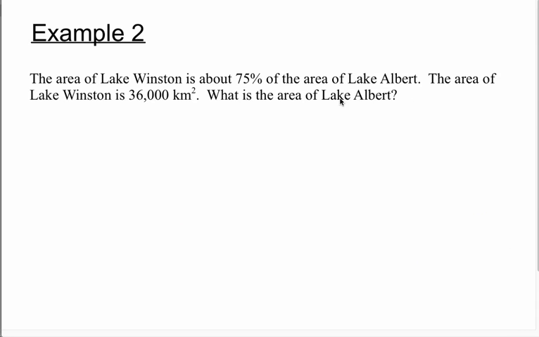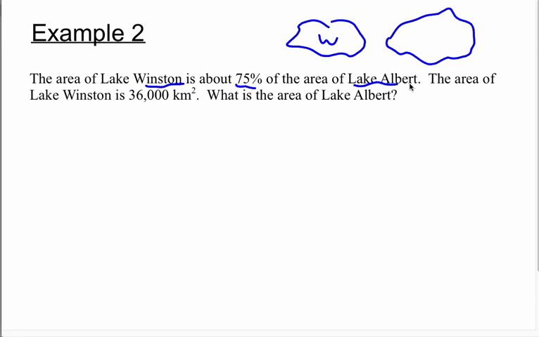In the next example, we have the area of Lake Winston is about 75% of Lake Albert. So here's Lake Winston, and Lake Albert's a bit bigger. Okay, so Lake Winston is 75% of Lake Albert. So we could say that Lake Winston is 75% of Lake Albert, and we'll call that 100%. And the area of Lake Winston is 36,000 kilometers squared. What is the area of Lake Albert?